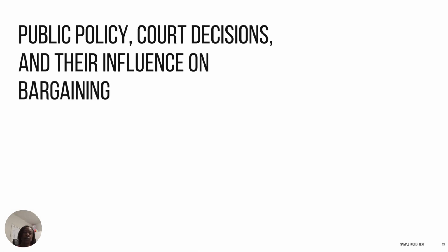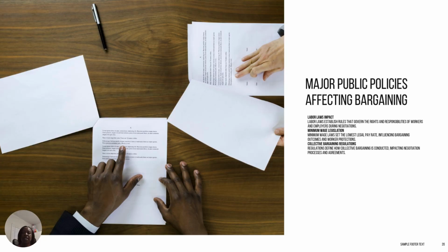Public policy, court decisions, and their influence on bargaining. Legal and policy environments significantly influence bargaining power and structures. This section covers major policies, court rulings, and their implications. Policies such as labor laws, minimum wage legislation, and collective bargaining regulations shape the framework within which negotiations occur.